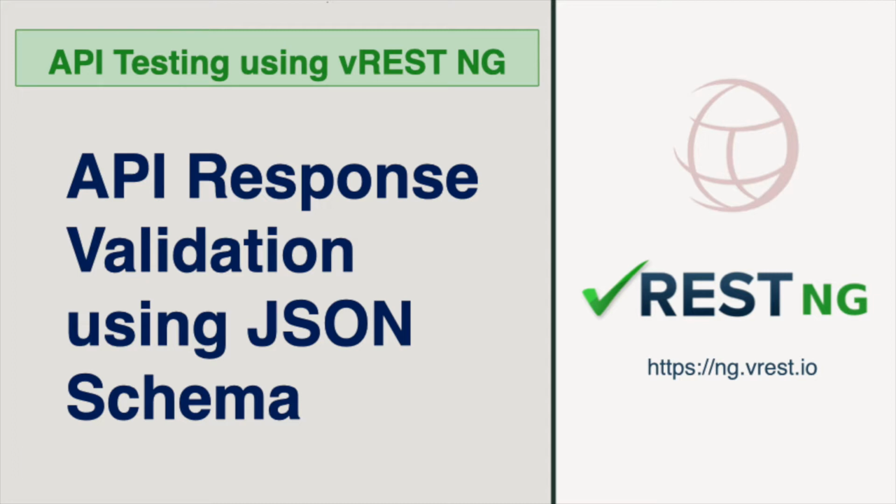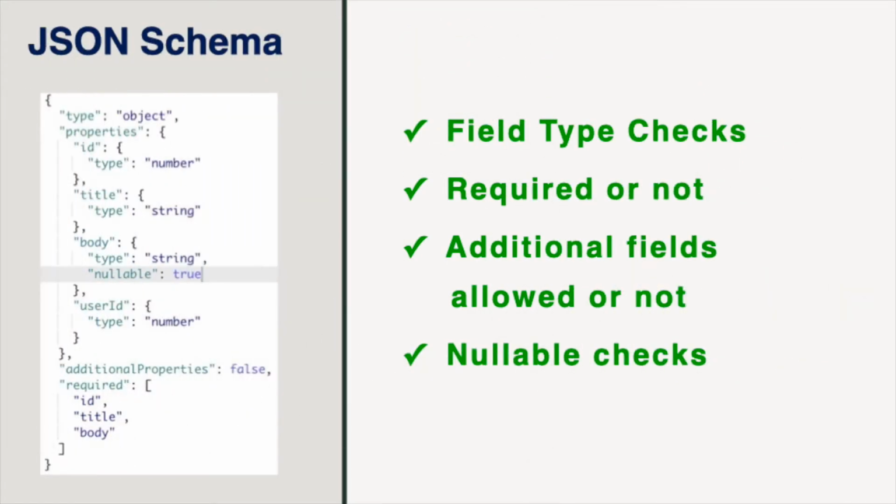In this session we will discuss how you may validate your JSON API response structure through JSON schema. Let us first discuss what is JSON schema. So JSON schema is a JSON based format for defining the structure of JSON based data.